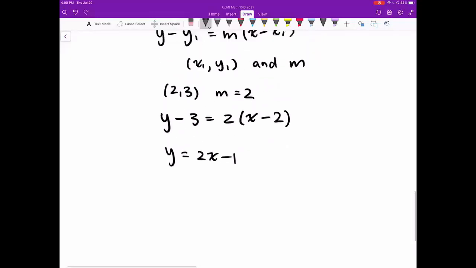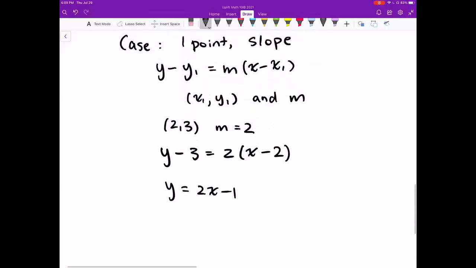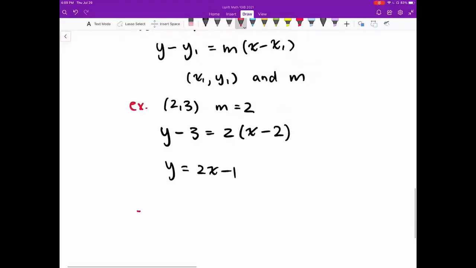Okay. Should we give another example? What type of example do you want? Like, given a slope and a point. A slope and a point? Okay, we could have the slope 5 and the point negative 2, 5.